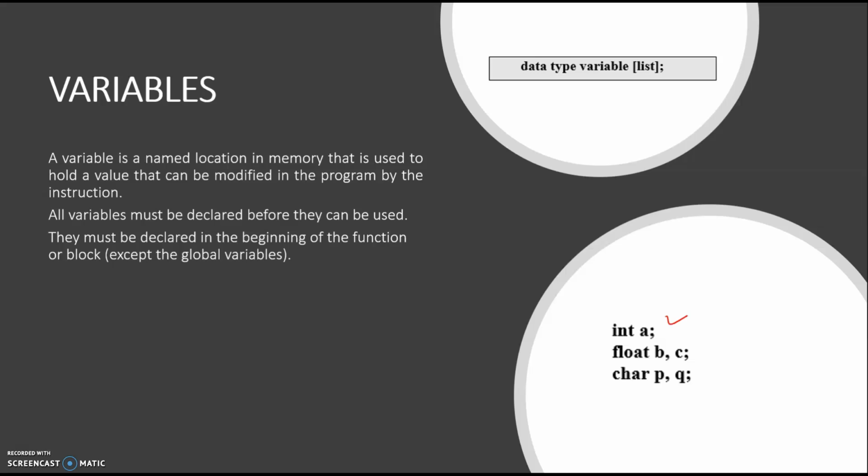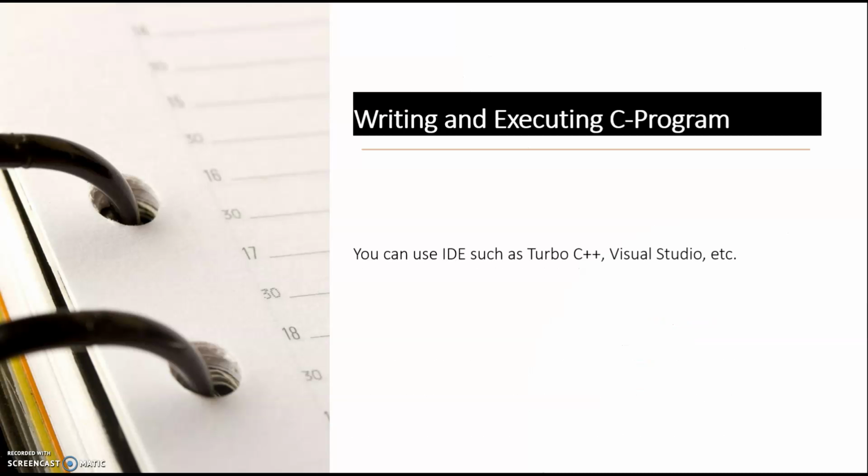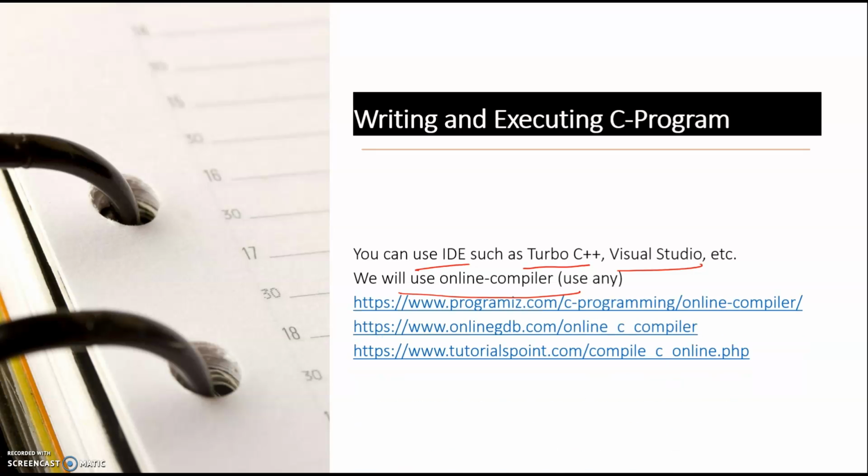I have given some examples here. So here you can see int a, int is a data type, a is a variable name, float is a data type, b and c are the variable names, char is my data type, p and q are the variable names. Now for writing the program, you can use different software, that is, an IDE. You can use Turbo C++, Visual Studio or any other IDE for writing your C program. You can use an online compiler also. I have listed some online compilers here. You can use any of these.